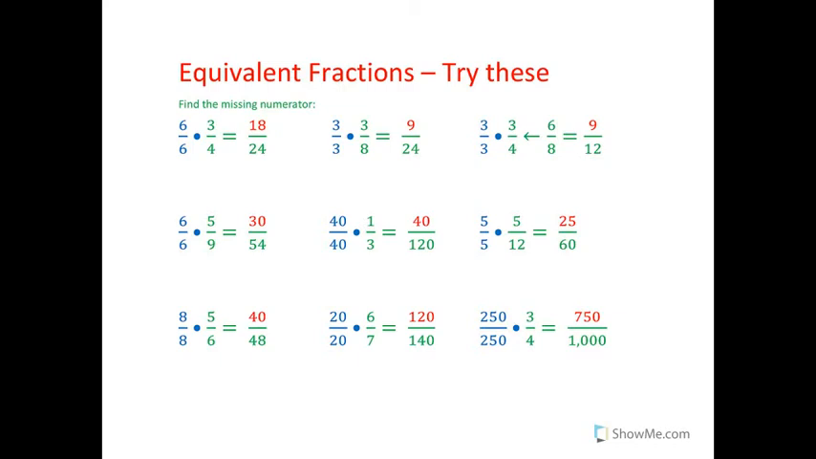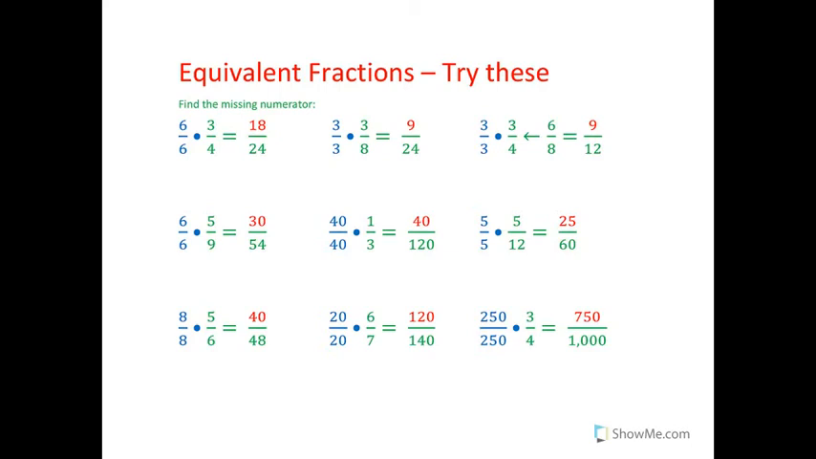12 goes into 60 5 times. 5 times 5 is 25. 6 goes into 48 8 times. 8 times 5 is 40. 7 goes into 140 20 times. 20 times 6 is 120. And 4 goes into 1,000 250 times. And 250 times 3 is 750.